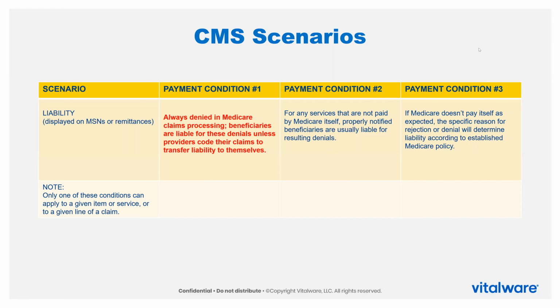And they're always going to be denied. Beneficiaries are liable for these denials unless the providers code their claim to transfer liability to themselves. This is a very big statement. So they're going to be denied unless you decide you're going to make them provider liability. If you make them provider liability for one payer, you must make them provider liability for all payers because you have to charge everyone the same. Doesn't mean you have to collect or bill, but you have to charge everyone the same. So this is the first crossroads we're going to talk about. On to the next one.